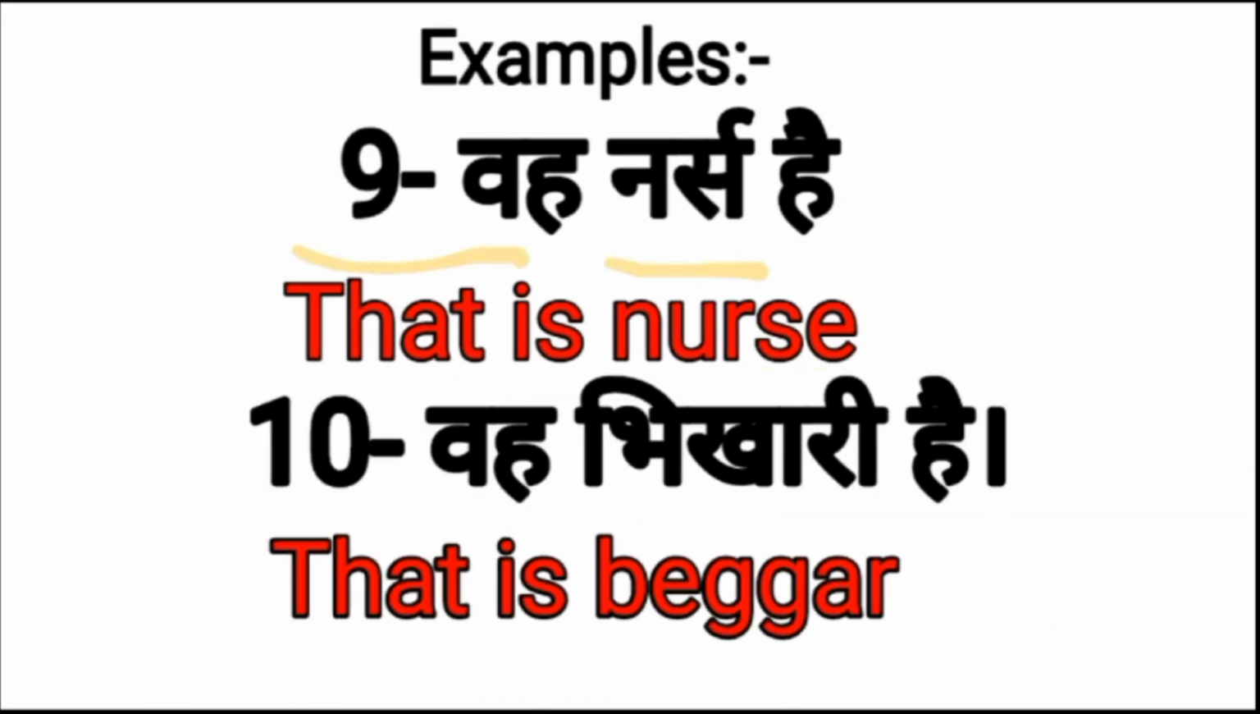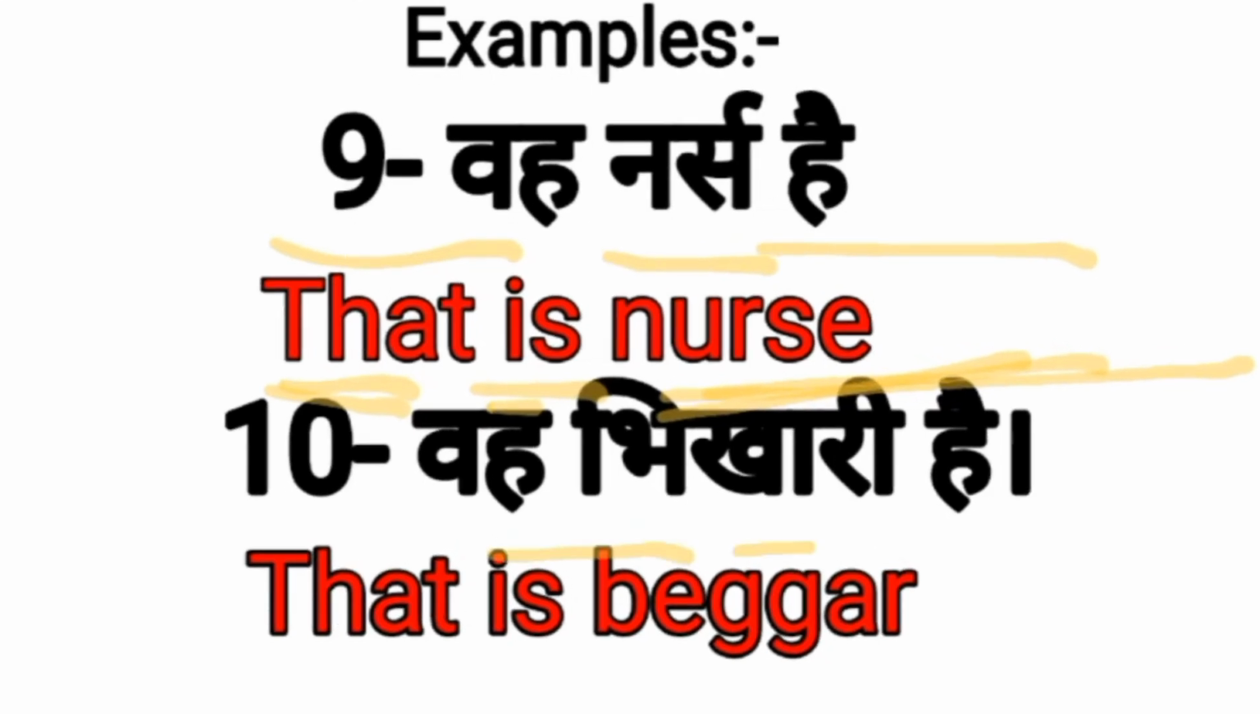वह नर्स है. That is nurse. T-H-A-T. That is, I-S, is nurse. N-U-R-S-E. Nurse. That is nurse. वह भिखारी है. That is beggar. T-H-A-T. That is, I-S. Beggar. B-E-G-G-A-R. Beggar. That is beggar.